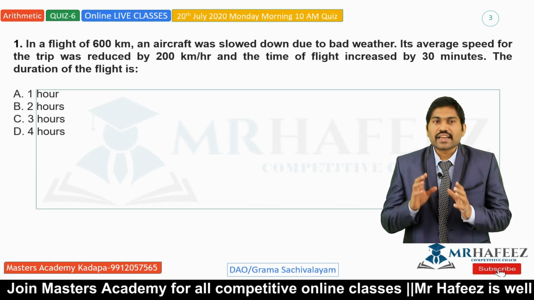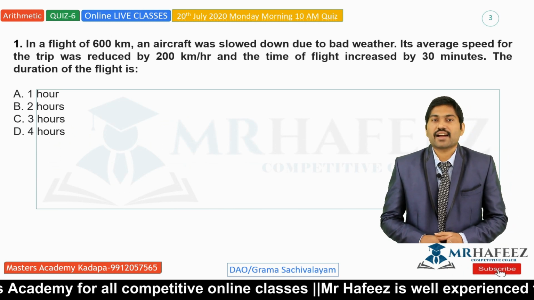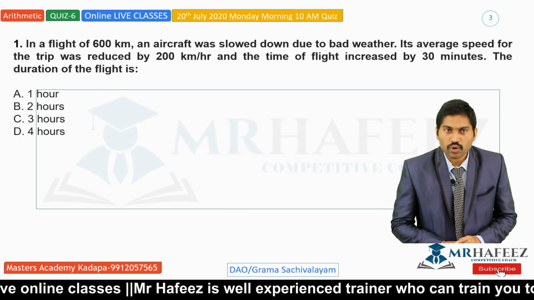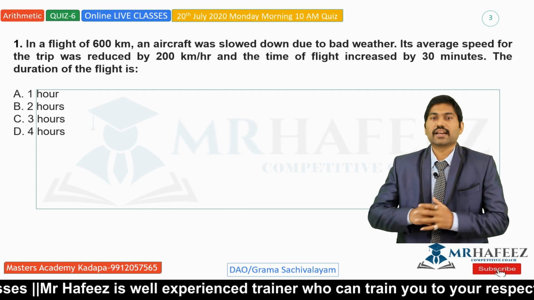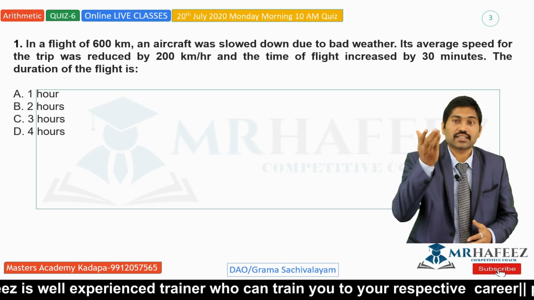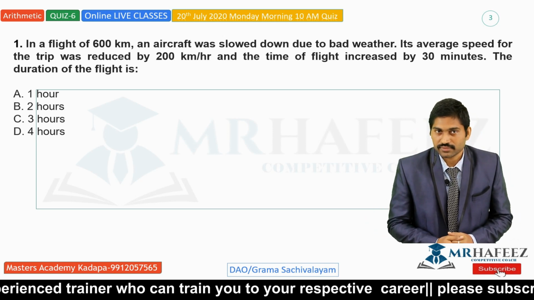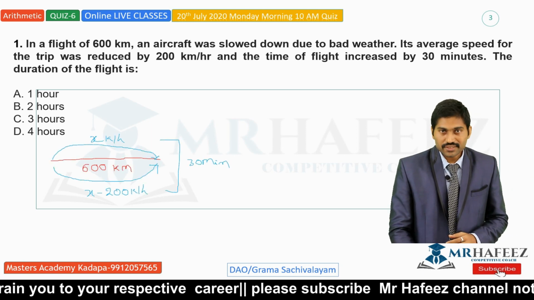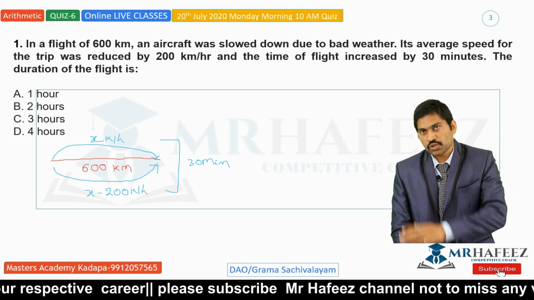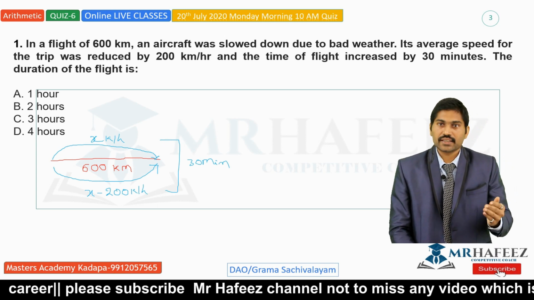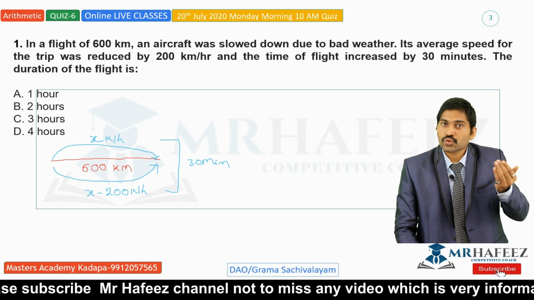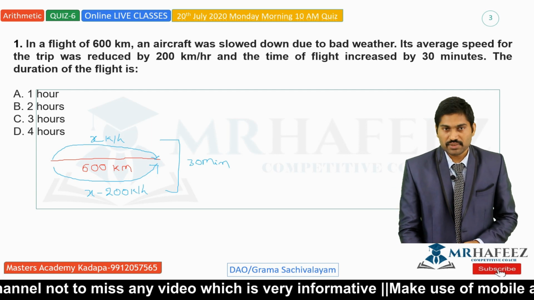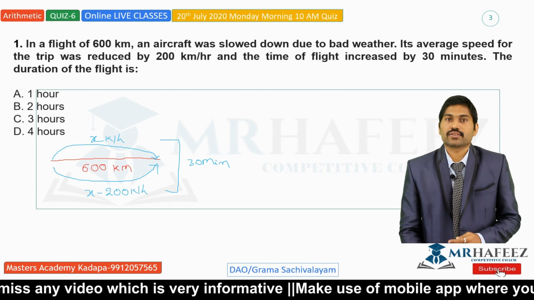First question: in a flight of 600 km, an aircraft was slowed down due to bad weather. Its average speed for the trip was reduced by 200 kilometers per hour and the time of flight increased by 30 minutes. The duration of the flight is? The total distance is 600 kilometers, and assume x kilometers per hour is the speed and x minus 200 kilometers per hour is the other speed, then the time difference is 30 minutes.